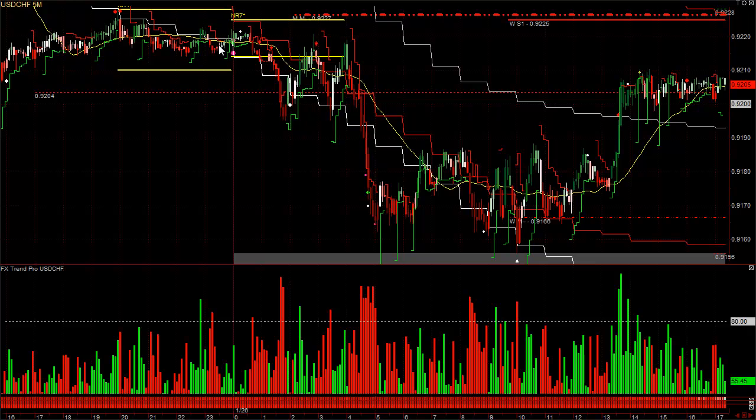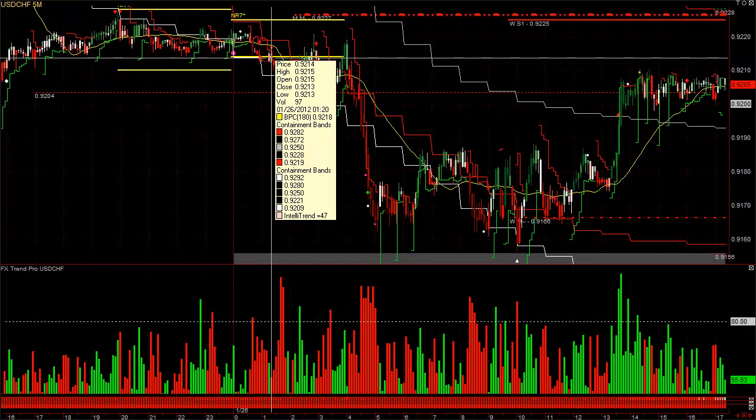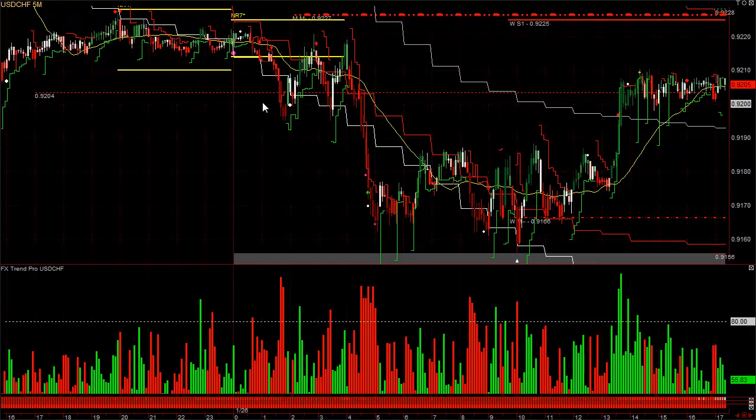This is a much better example. 2 narrow range patterns in a row again, and you also have a very tight one for the previous 4 hours. And when it breaks down right here, you go short. Keep in mind the lower containment band oftentimes is the end of the move. So when it goes down and hits your trailing stop, you're out of this trade right here at 92.04. You only made 10 pips.